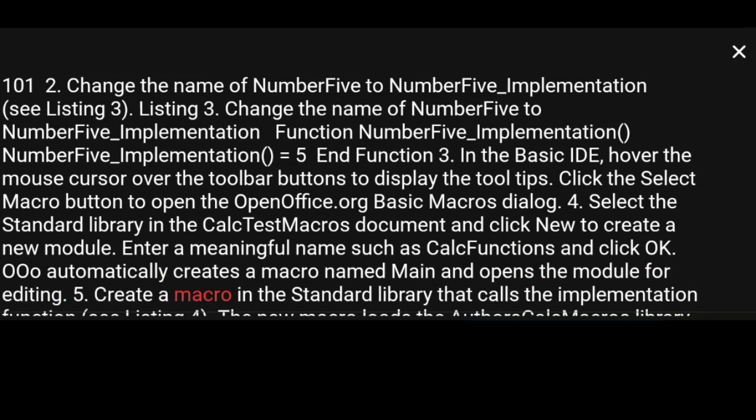5. Create a macro in the Standard library that calls the implementation function. See Listing 4. The new macro loads the author's CalcMacros library if it is not already loaded, and then calls the implementation function. Listing 4: Function Number5: If Not BasicLibraries.IsLibraryLoaded("AuthorsCalcMacros") Then BasicLibraries.LoadLibrary("AuthorsCalcMacros") End If, Number5 = Number5_Implementation, End Function. Save, close, and reopen the Calc document. This time, the Number5 function works.